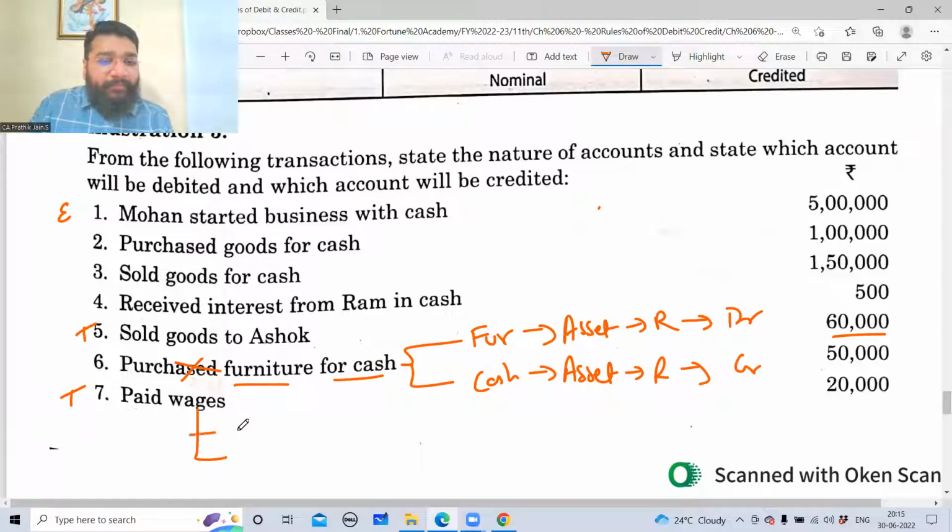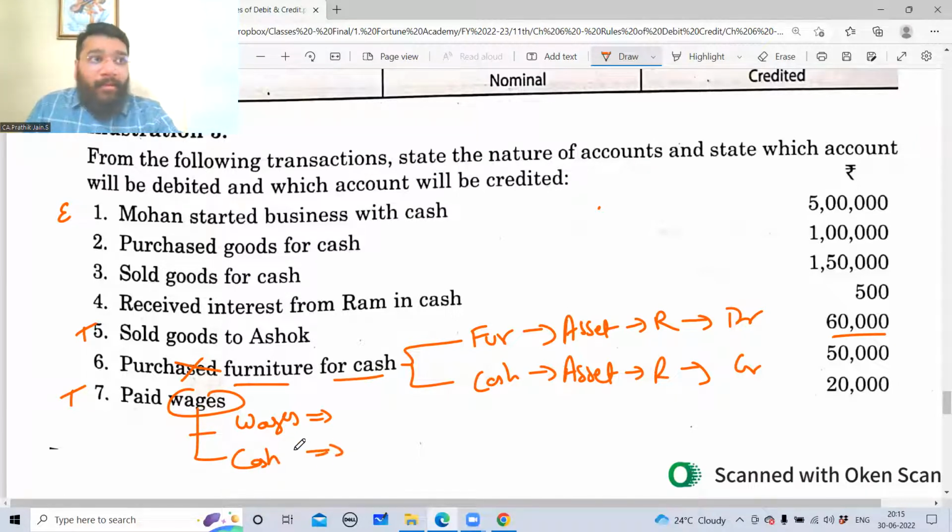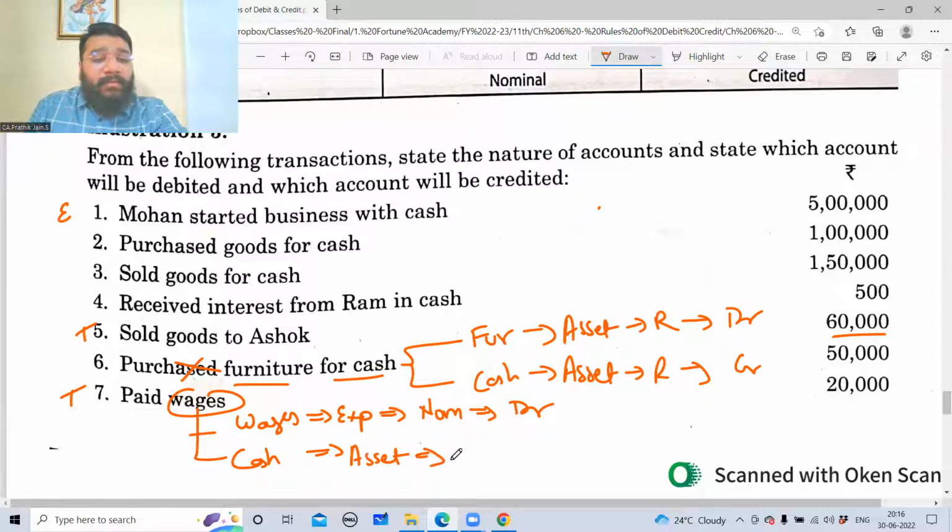Next, paid wages. Wages account, paid, but the mode is not mentioned. So the assumption will always be cash. If they tell you paid wages to a person, name is given, mode is not mentioned, it means credit transaction, because for me to record somebody's name, the name should be given. So wages, what is the nature? Expense. Which rule? Nominal. Debit all expenses and losses. Cash, asset, real. Credit what goes out. Credit.